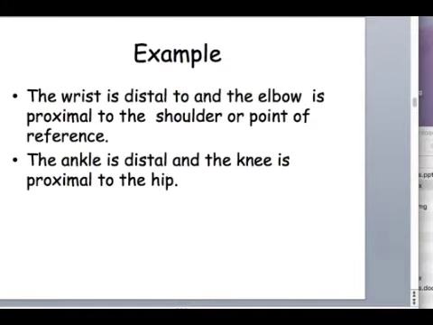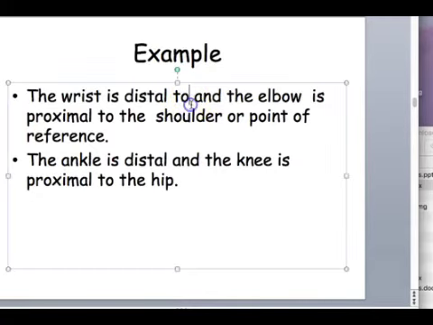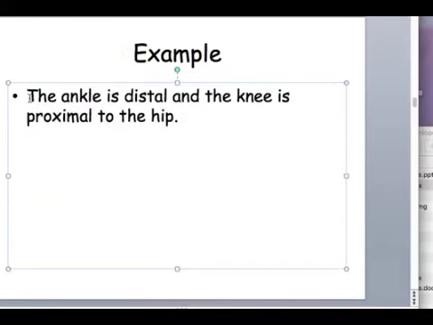Okay, so the wrist is distal to... we left something out. So if the elbow is proximal to the shoulder, oh my goodness, this sentence makes no sense. Let's just take that out. The ankle is distal and the knee is proximal to the hip. Okay, so we have to have that third thing in reference for this to make sense.